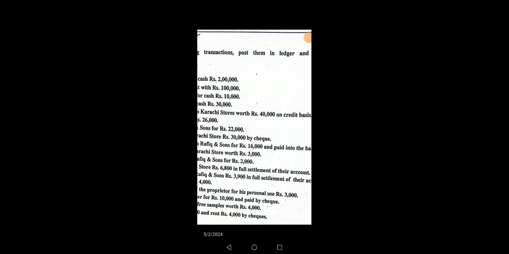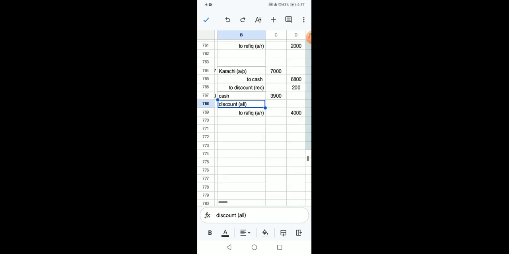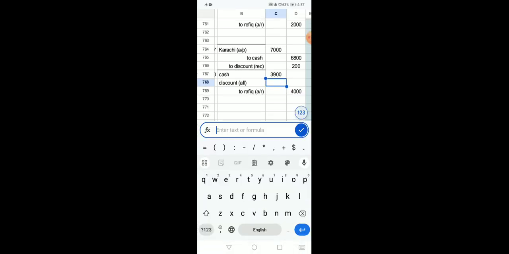Here, when you go to entry number 20, you will see that nowhere is the discount mentioned, and the amount of discount is also not mentioned. So how will you calculate the amount of discount? The total amount receivable was 4,000 and the actual amount received was 3,900. So how much discount is given?